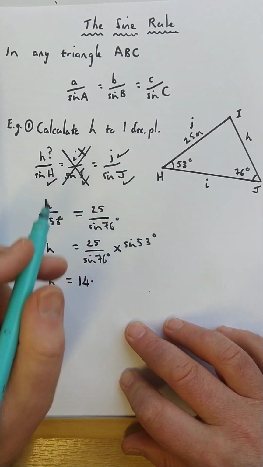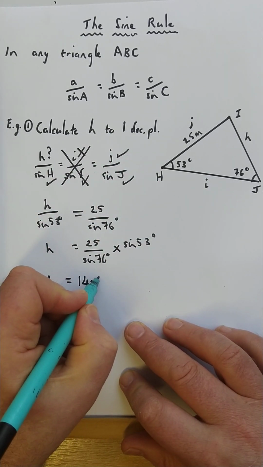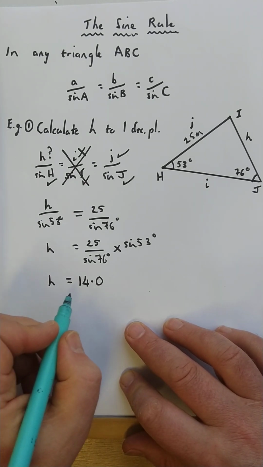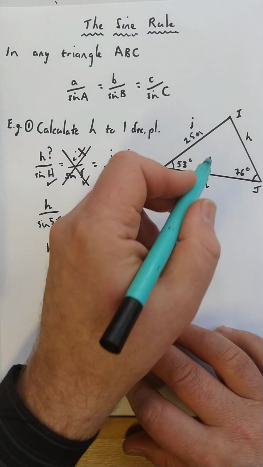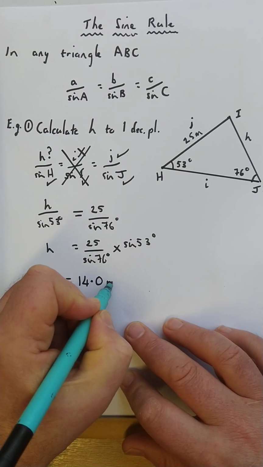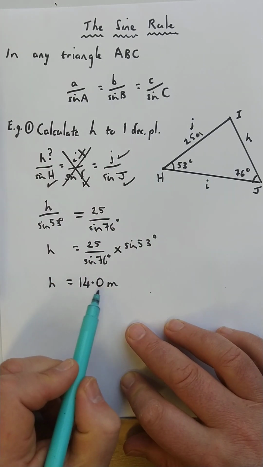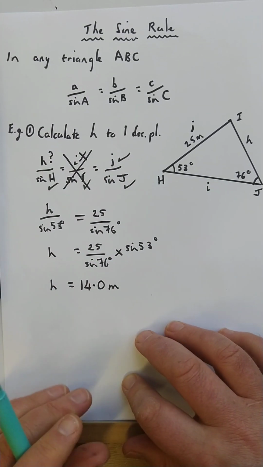0.0, and then it's to 1 decimal place. My number after the 0 is less than 5, so my answer is 14.0, and we were working in meters. Rounded off, precisely one number after the decimal point, 14.0 is my answer.